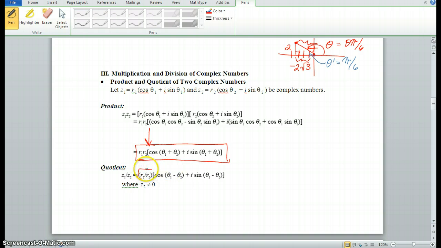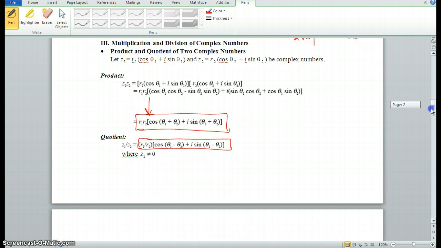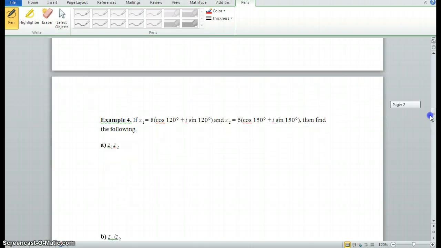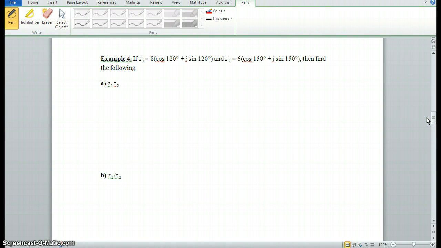Let's highlight this formula. And let's note the difference between the two. With the product property, we're utilizing addition for our theta values, and for the quotient property, subtraction. Let's also note that z sub 2 cannot be equal to 0, because as we all recall, we can't divide by 0. So we have to make that a little note. Moving on to example 4.